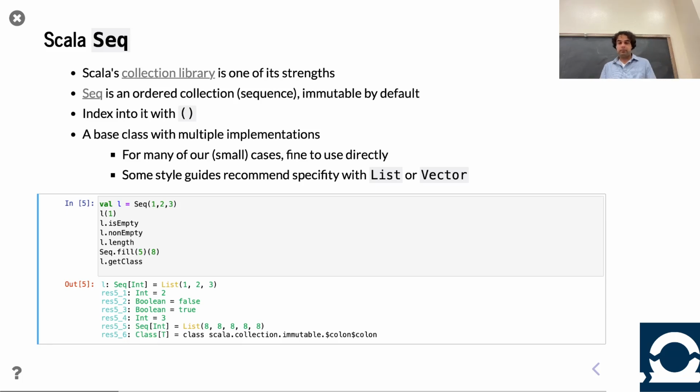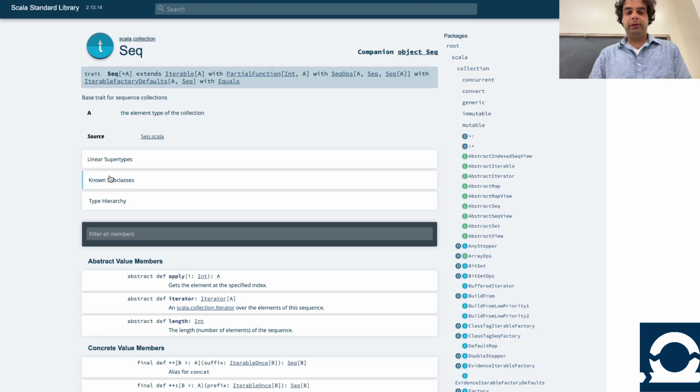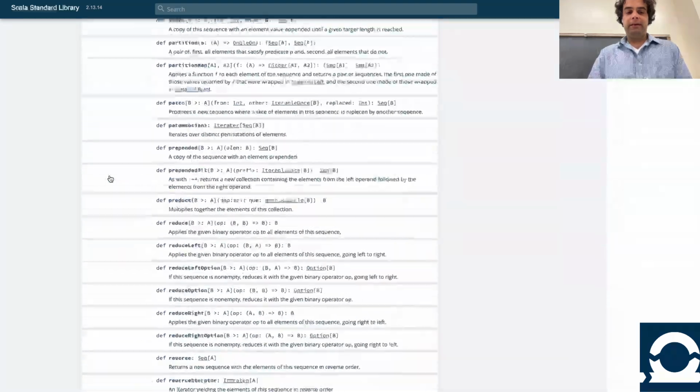Once again, you may be wondering about all these different methods. How do you go about navigating all these, right? There is Scaladoc. There's API documentation, so you can scroll through and see all the zillions of methods available on the Seq.